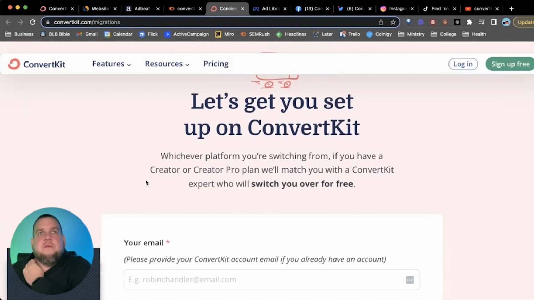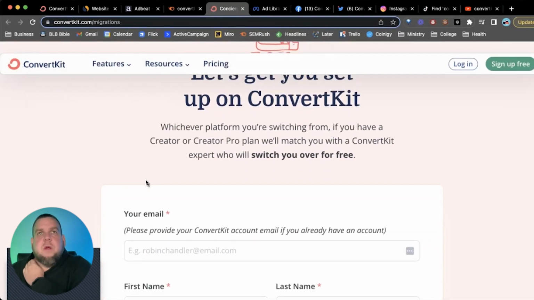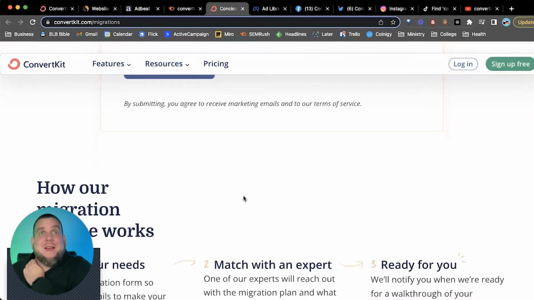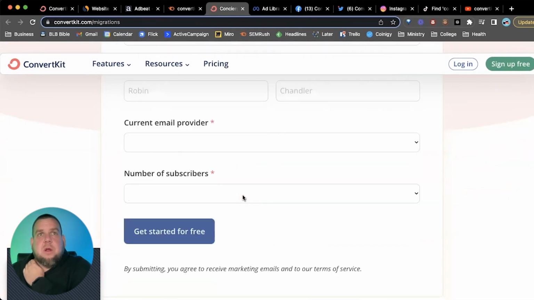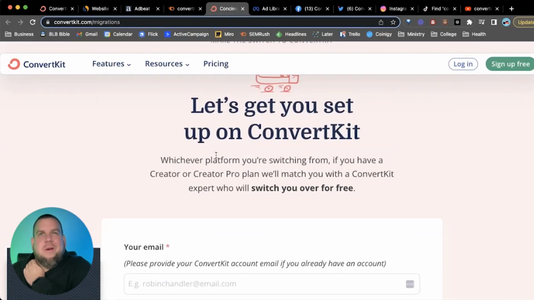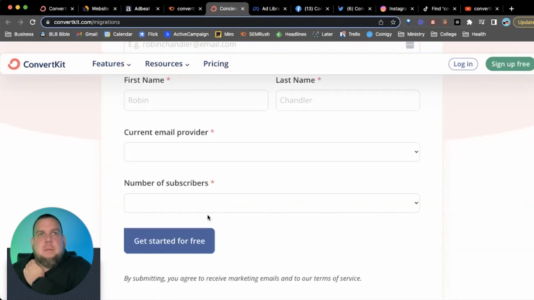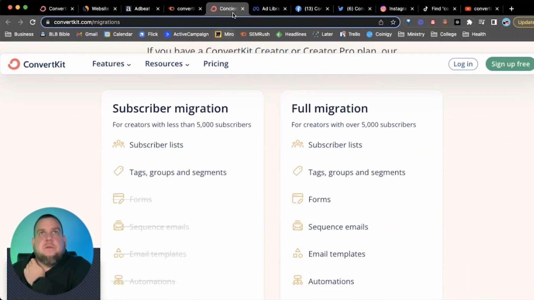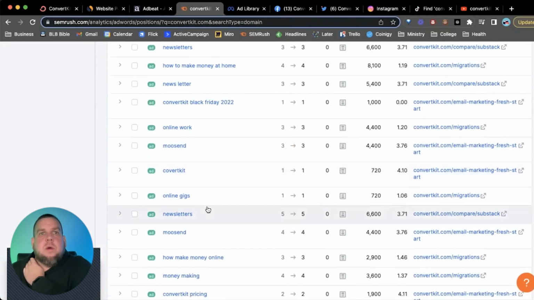Let's get you set up on ConvertKit, whichever platform you're switching from. If you have a creator plan, we'll match you with a ConvertKit expert who will switch over for free. Interesting. So they're grabbing a lead and they're giving value by helping them switch over. Would love to see a little bit more about them on this page. Why switch over from us? What else do we got here?